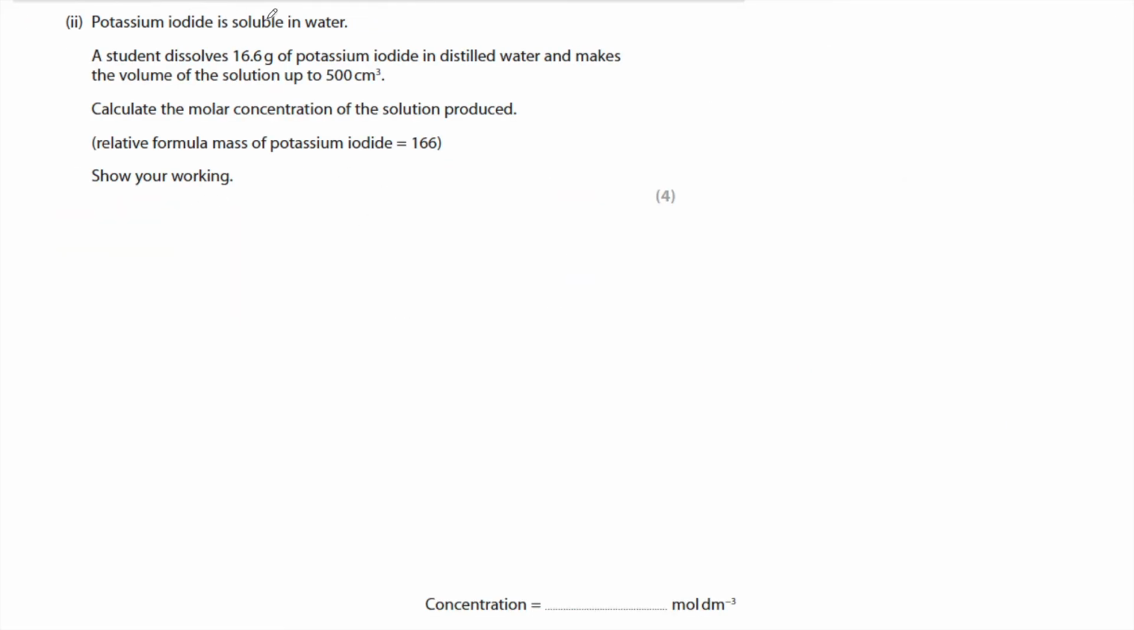Potassium iodide is soluble in water. A student dissolves 16.6 grams of potassium iodide in distilled water and makes the volume of solution up to 500 centimeters cubed. If you ever see things in centimeters cubed, you know you have to convert it to decimeters cubed. So that will be 500 divided by 1,000. Do that on your calculator in case you make a mistake in the exam, which is 0.5 decimeters cubed.